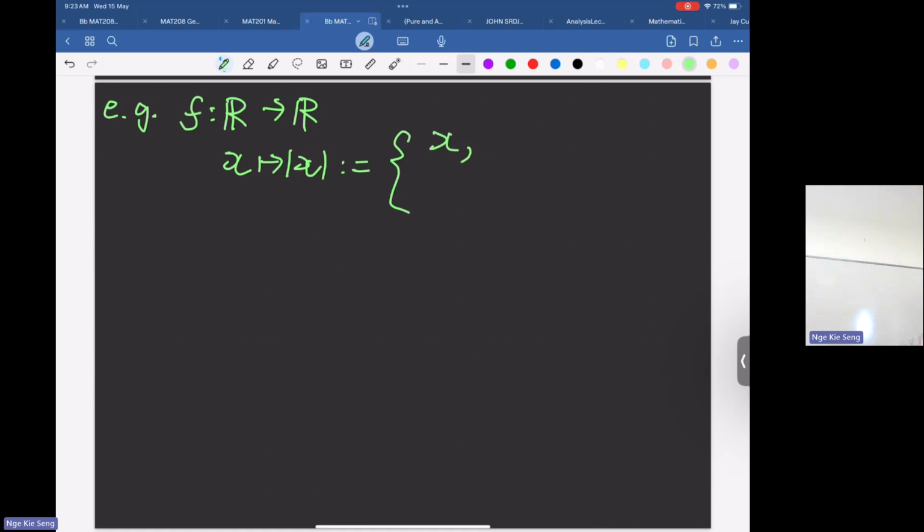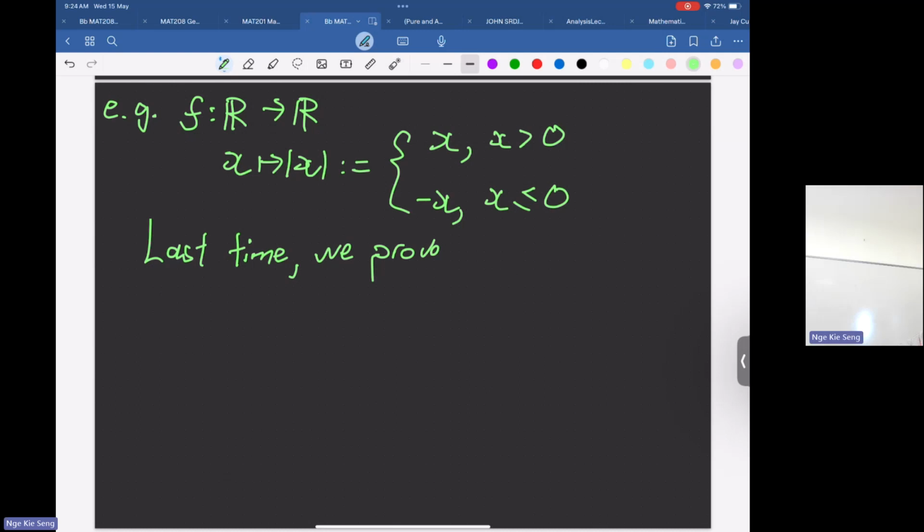Equal to x if x is greater than 0 and minus x if x is less than or equal to 0. Okay, so for this function, remember we proved that this function is continuous. Last time we proved that this function is continuous. If you forgot, please exercise again.